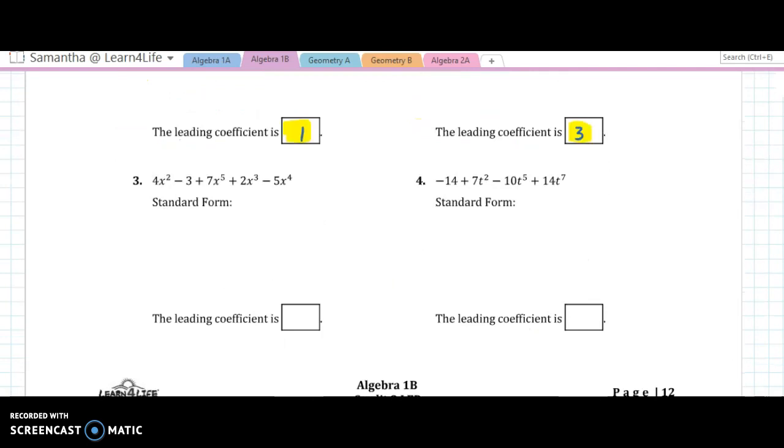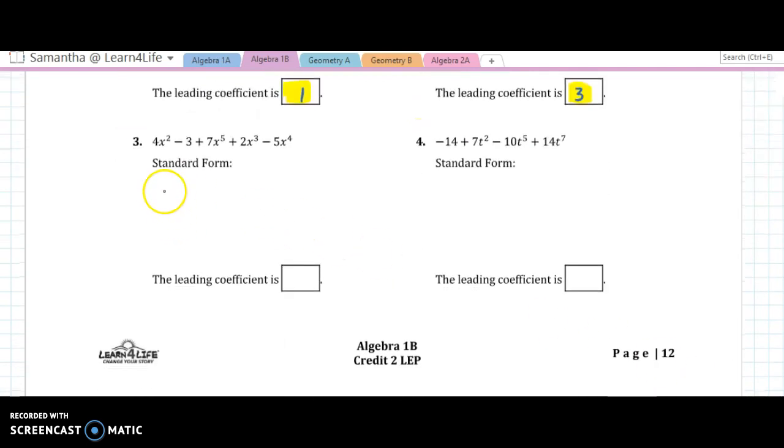Okay, some more examples. Excellent. Hopefully we're getting it. So here we need to put it in standard form. This degree is 2. This degree, whenever it's just a number by itself, it's 0. 5. The degree is 3. And then this degree is 4.